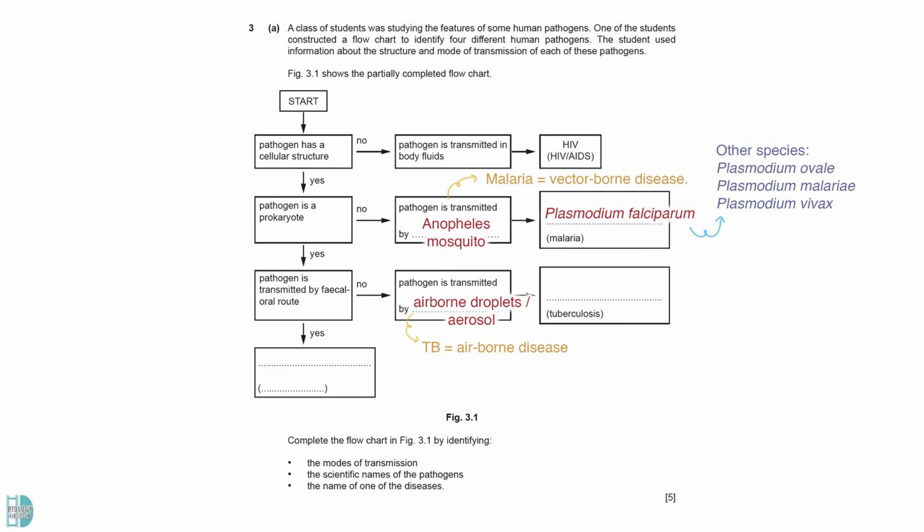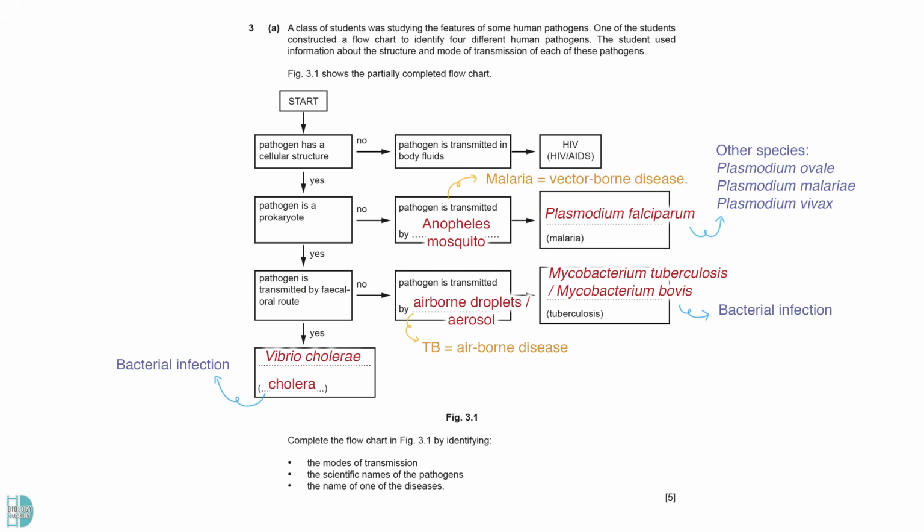TB is an airborne disease, and it is transmitted by contaminated air droplets. It is caused by bacteria called Mycobacterium tuberculosis and Mycobacterium bovis. A bacterial infection that is transmitted by the fecal oral route is cholera. The pathogen that causes the disease is Vibrio cholerae.